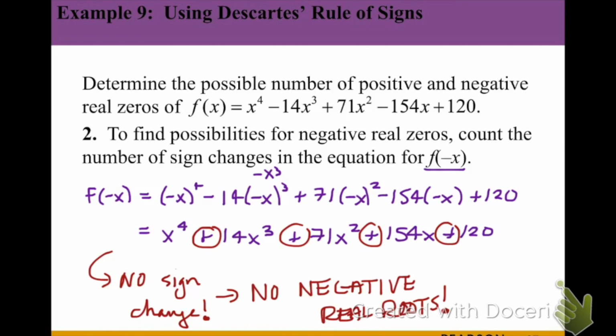So that's how we're going to use Descartes' Rule of Signs. All these properties and theorems are here to help us with finding and solving polynomial equations, and also with the graphs. Please pause here and go back and look at any examples if you need to.